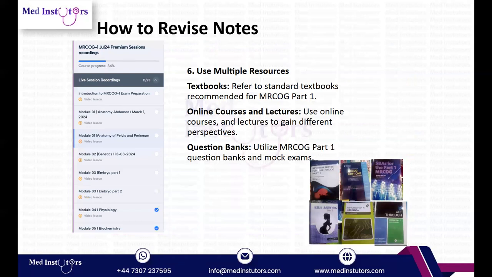Also, you can use multiple resources like standard textbooks which are recommended for MRCOG Part 1, like Oxford Revision Notes and Essential Revision Guide. Then you can also take some online courses and lectures, but here I want to alert you: please do not fall into any scam. Whatever course you are taking or thinking to take, make sure that it is authentic and they do not misuse your money, because your time and money are important, and your time is way more important.